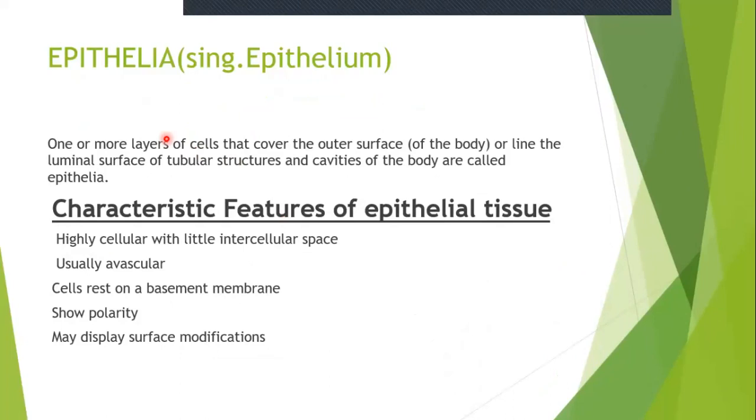Epithelia. What is epithelia? Epithelia refers to one or more layers of cells that cover the outer surface of the body or line the luminal surface of tubular structures and cavities of the body.